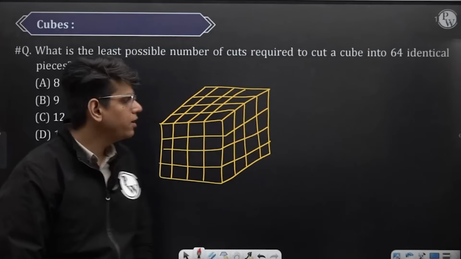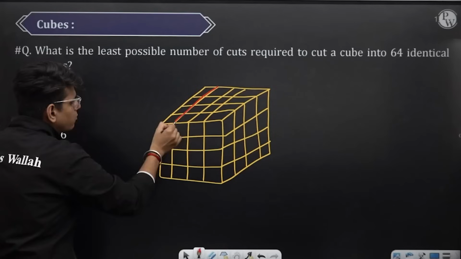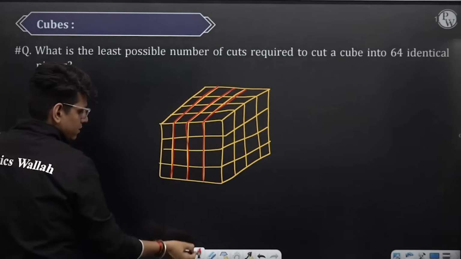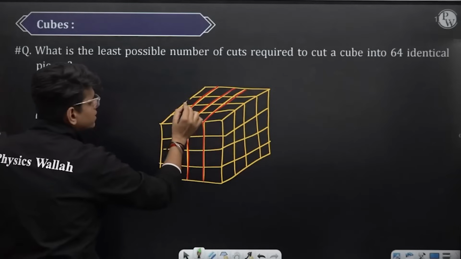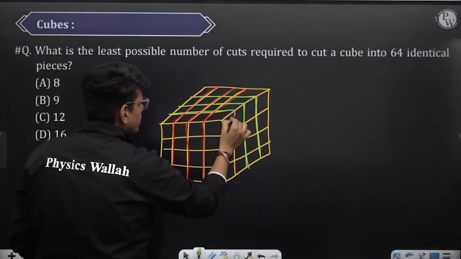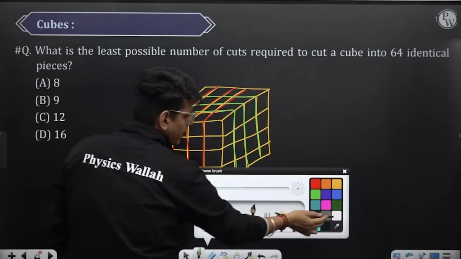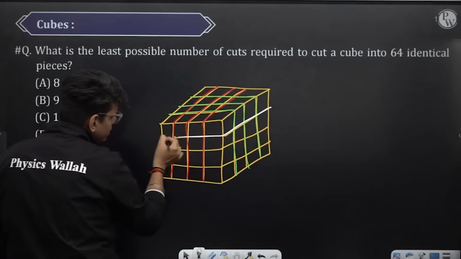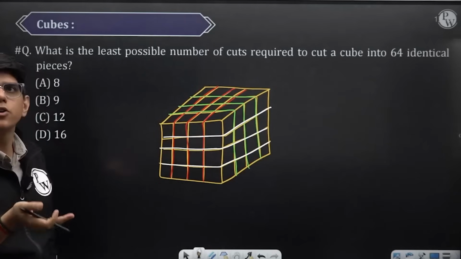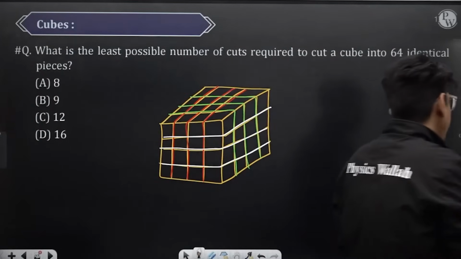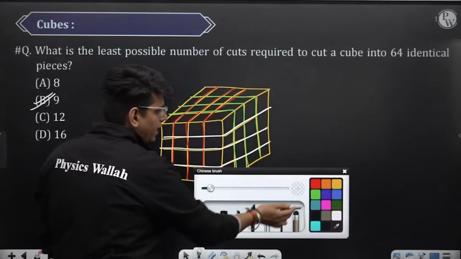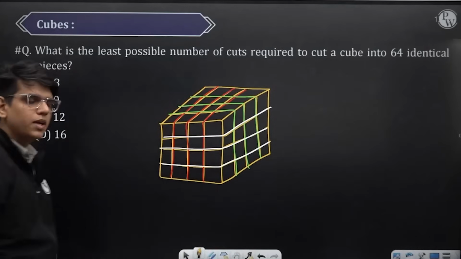So the number of cuts will be, see, these 3 cuts. This is 1 cut, 2 cut, 3 cut. Again, another type of cut is this cut. Vertical cuts, but perpendicular to each other. 6 cuts are done. Now we have these cuts also. Horizontal cuts. Just think of a butter cube and slicing it into smaller 64 cubes. How many cuts you will need? So you will need 9 cuts. Okay, you will need 9 cuts to make smaller 64 cubes from a bigger cube.